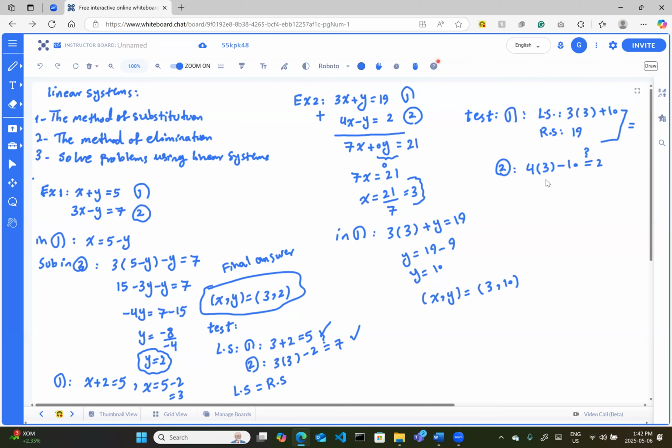4 times 3 is 12. 12 minus 10 will be 2. So 2 equals 2. Means the final solution was satisfied in both equations.